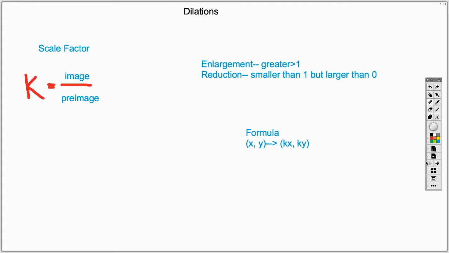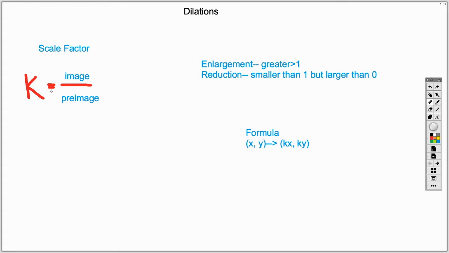A dilation is a transformation that either reduces or enlarges, meaning that it either goes smaller or larger than the original figure. A special thing about dilation is that this happens proportionally, meaning that each side or each point of the triangle or any shape would be dilated with the same scale factor.